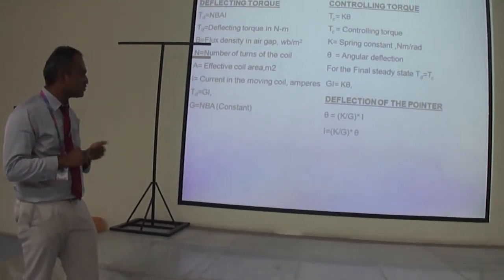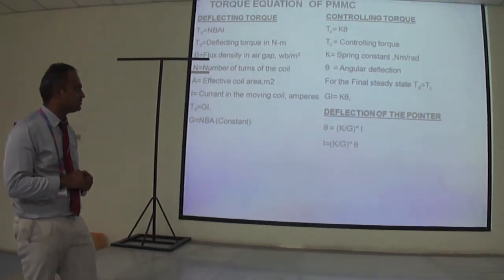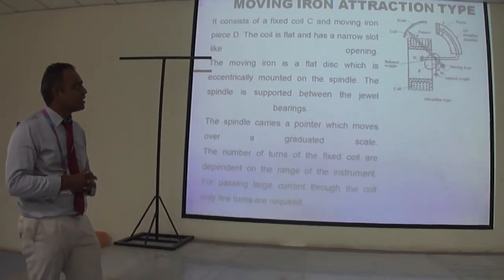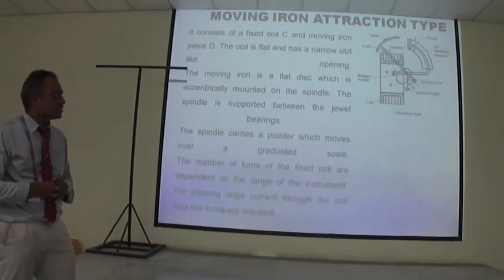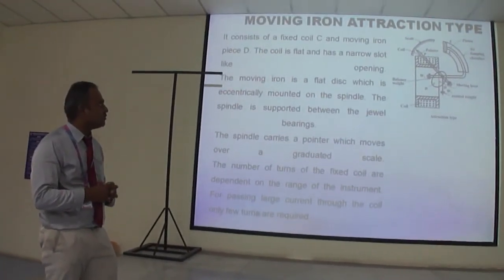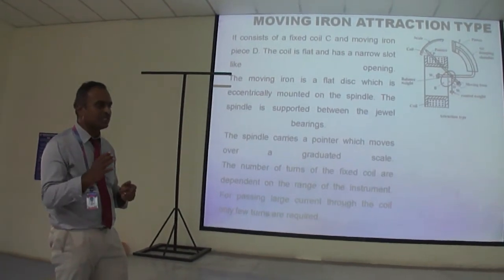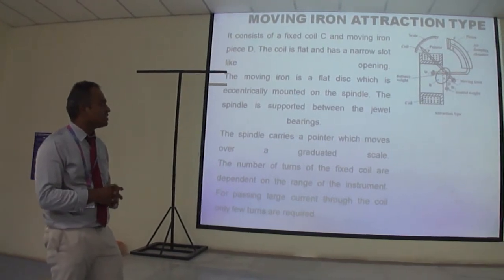So from this equation it's very clear that the current is directly proportional to deflection. This is the second method, the moving iron attraction type. In this moving iron attraction type, the name itself implies that based on the attraction of the iron bar, the pointer shows the values of the current or voltages. You can see it's very clear.